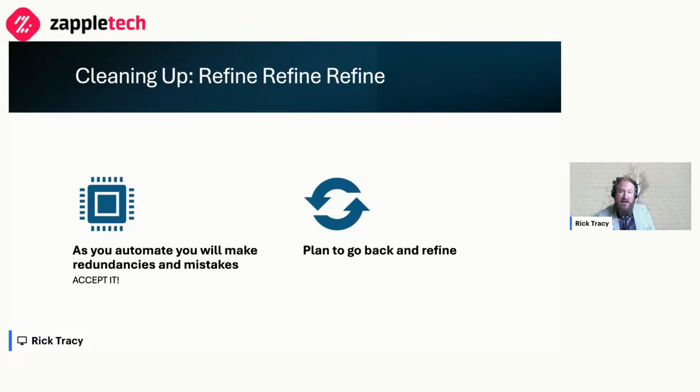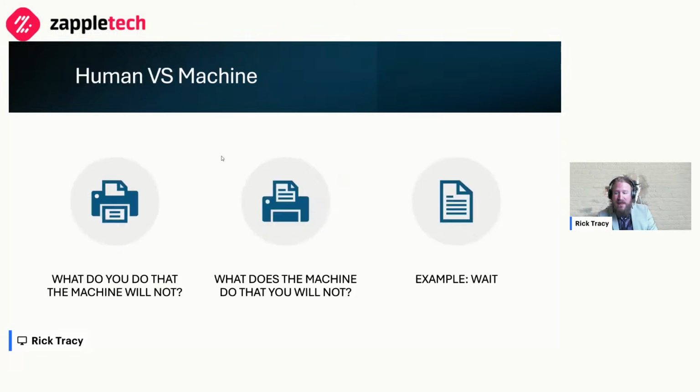But do plan to go back and refine regularly, because you're going to find these. Every time you go back over, you're going to find another thing. Oh, I could have done it that way. Oh, I've done it in two places the same. So refinement is a huge part of test automation and keeping it clean. And you can do that by thinking of a human versus a machine.